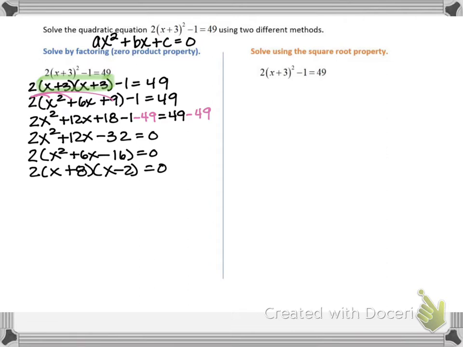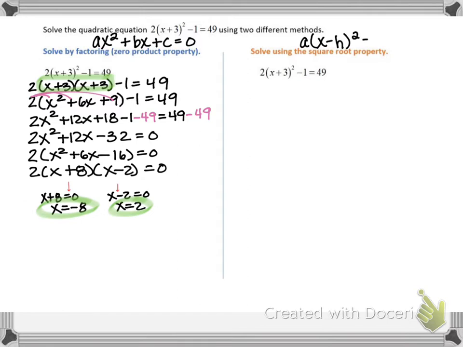And then from there, I get two linear equations for my solutions. x plus 8 equals 0, and x minus 2 equals 0. And then when I solve those linear equations, I get two solutions: x equals negative 8 and also x equals 2. So like I said, this was an equation that we already knew how to solve even before we introduced the new method, which is the square root property. So now let's take a look at the square root property.